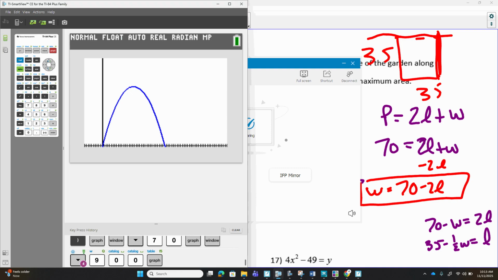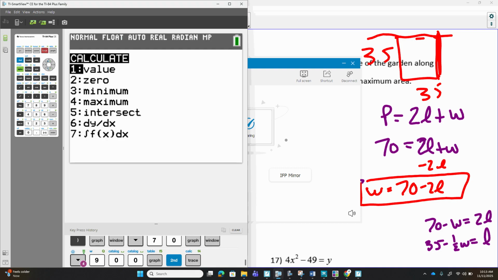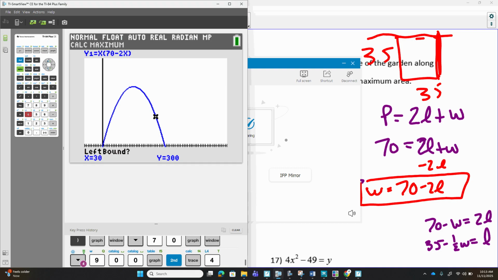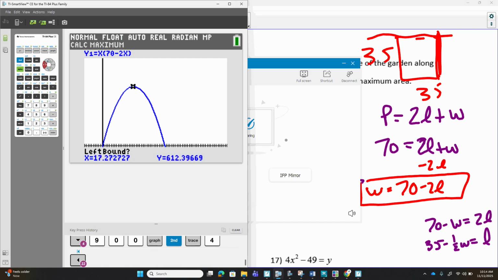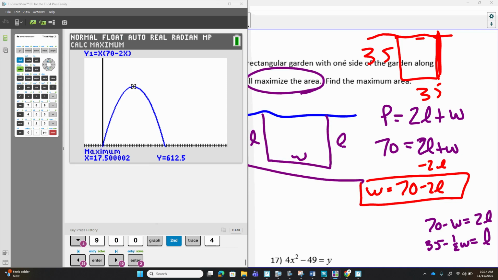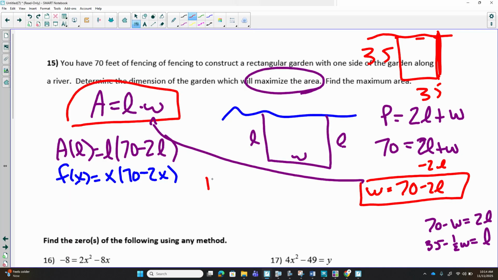So I'm looking for the vertex so I can calculate maximum. Arrow to the left of it. Arrow to the right of it. Hit enter after you guess it. And then there it is. So I'm going to get 17.5 comma 312.5. That's my x and that's my y.